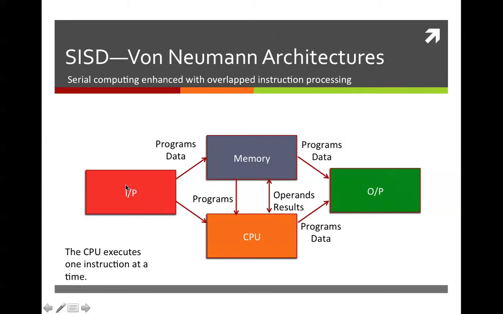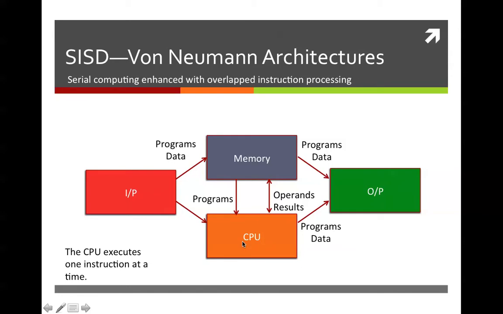And of course, there's an input and an output device for us to be able to enter and then also view our results, enter our operands or our files, our data, whatever it is that we want to compute on. And so that's the von Neumann architecture right there. And it is a classic SISD architecture or SISD machine. And it is actually somewhat enhanced, as it is stated here, by overlapping the execution of instructions.